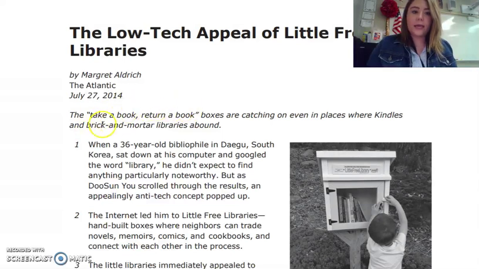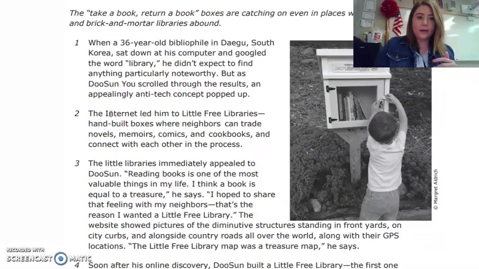And brick and mortar, I know from my knowledge, basically just means a building. It's like a storefront. In my mind, it's what I think of as a traditional library. So clearly this box that we're talking about is taking the place of normal libraries. So let's go ahead and begin.